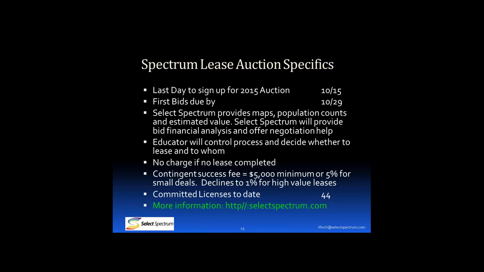All of the parties that sign up for the auction get access to a secure website that provides detail on all of the licenses that are being offered. We'll provide each offering party that signs up for the auction with a map of their spectrum and a population count. We'll give them a broker's value. This is not a full appraisal, but I find in many cases it's at least as accurate as a full appraisal in this band. And then once the bids come in, we will provide this financial analysis for each bid.